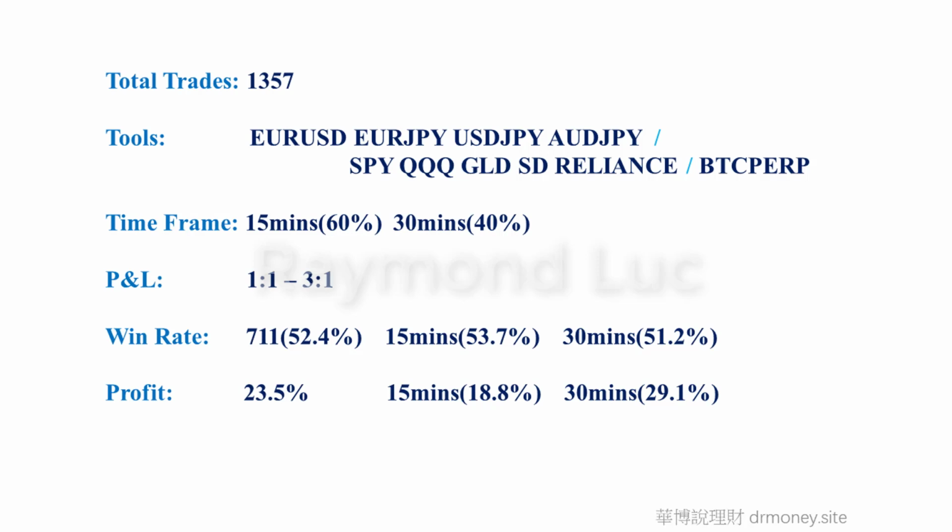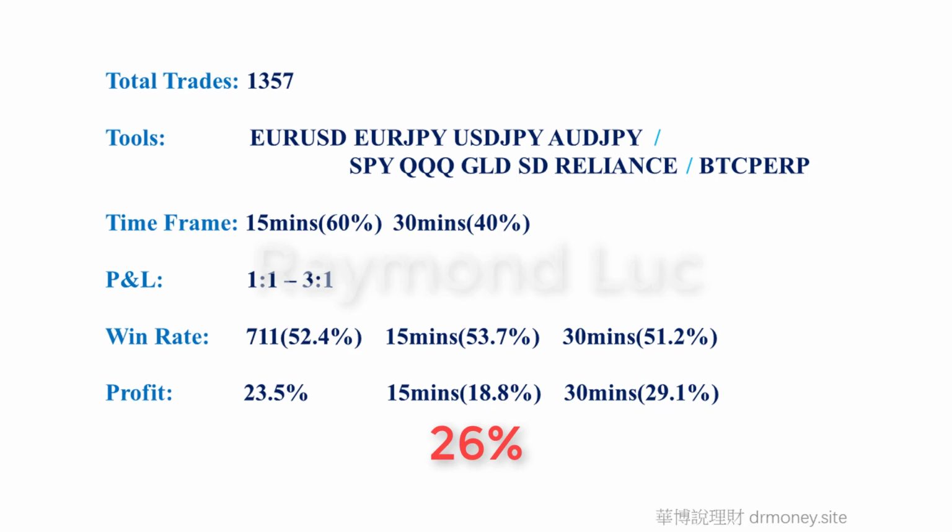5. The overall profit margin is 23.5%. If you're trading with a 15-minute time frame, the profit margin is 18.8%. Why is this profit margin so low? The reason is the aforementioned: trades with no risk management will drag down your profit. If we exclude those trades, the profit margin on the 15-minute time frame is about 26%. If you use a 30-minute time frame, the profit margin is 29.1%. Therefore, using the 30-minute time frame you can get a higher profit.